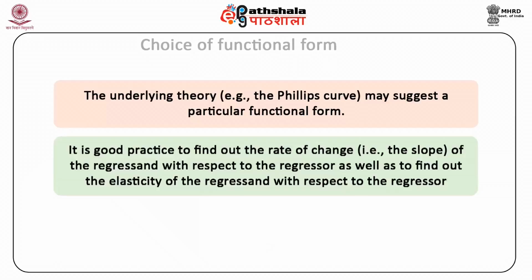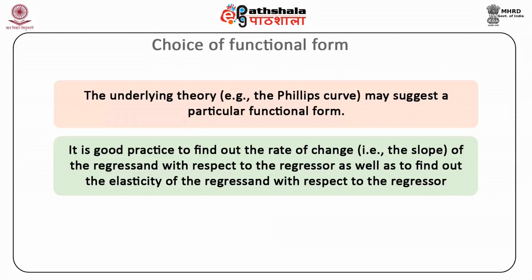Second guideline is it is good practice to find out the rate of change, that is the slope of the regressant with respect to the regressor, as well as to find out the elasticity of the regressant with respect to the regressor. If we want to compare goodness of fit of models in which the dependent variable is in logs or levels, then we cannot use the R square.